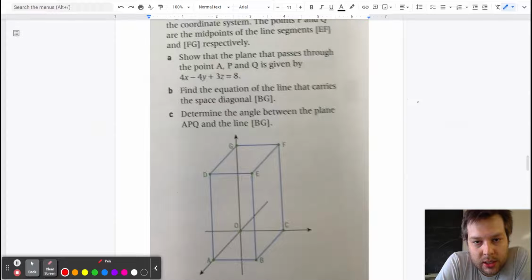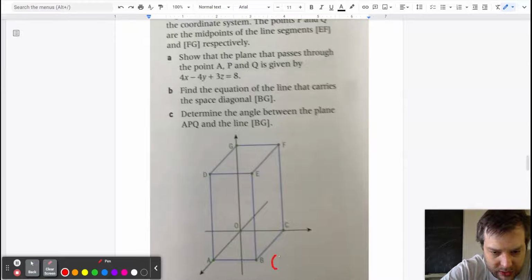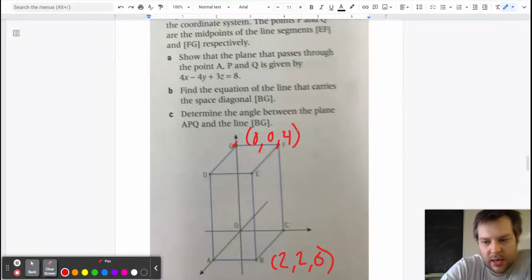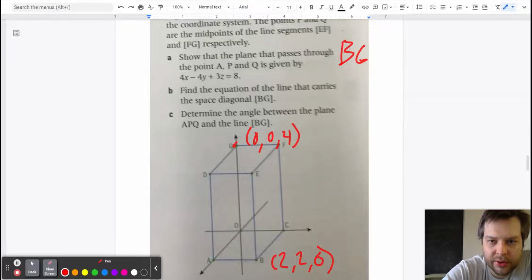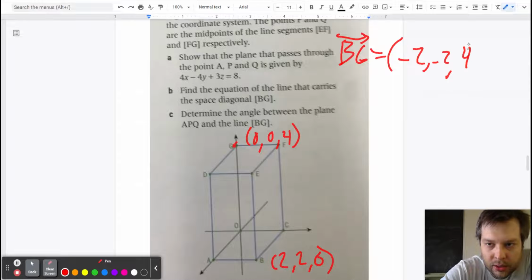Find the equation of the line that carries the space diagonal BG. Okay, so B is the point (2, 2, 0). G is the point (0, 0, 4). There are a few different versions that I could write this in. I'll just first find the vector BG, although you could have done GB and it would work just the same. So BG goes down 2, up 4.